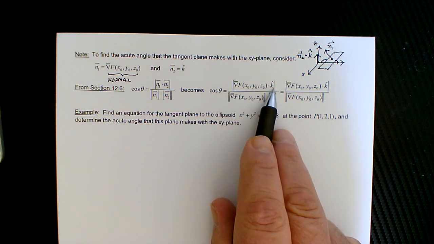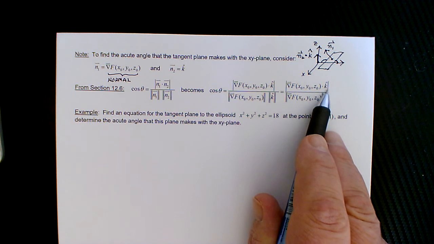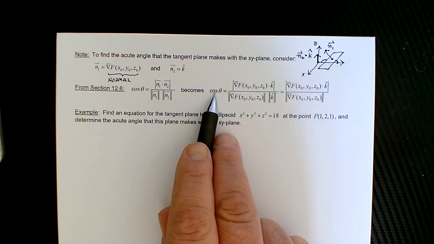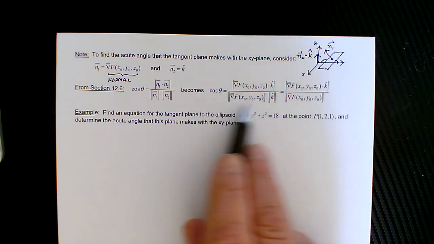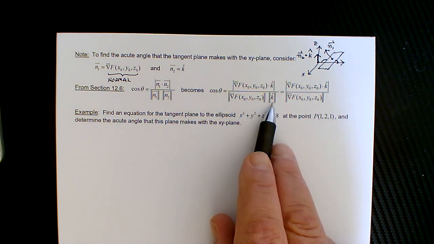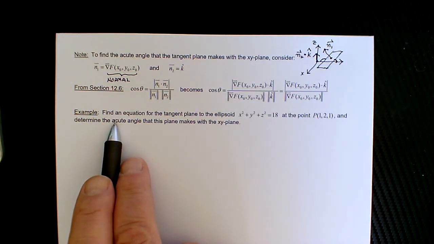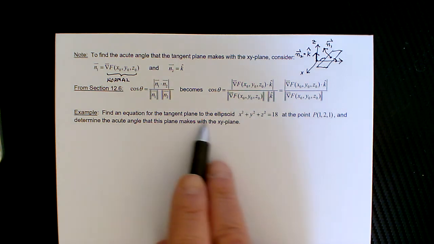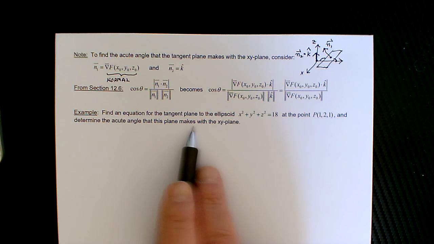Note two things here. This is the absolute value in the numerator that guarantees that we get an acute angle, because if cosine is negative, it's going to be in the second quadrant, and if it's positive, it's the first quadrant. So by making it positive, we know we get the acute angle. And then notice that the magnitude of k is just 1 because that's a unit vector. So it wants us to do a couple things here: find the equation of the tangent plane at the given point, and then determine the acute angle.